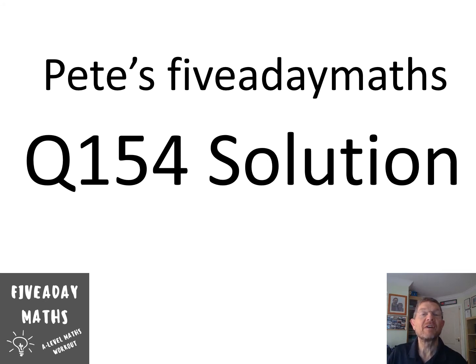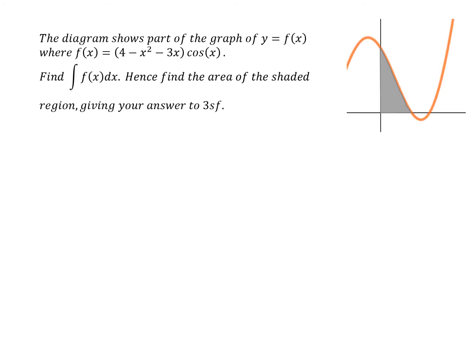Okay, question 154. This time we're using integration to find an area. So the first thing we have to do is to find the integral of f of x, where f of x is this thing here. So the integral of that, we've got a function multiplied by another function. It's the integration by parts technique.